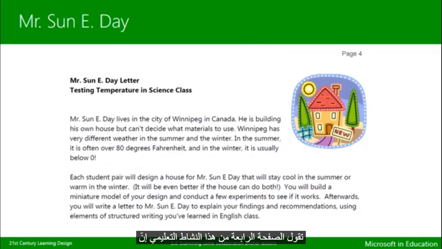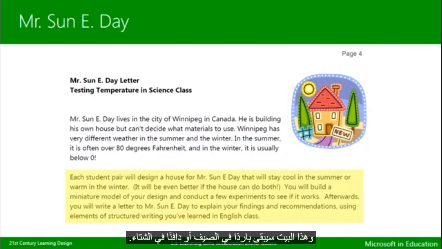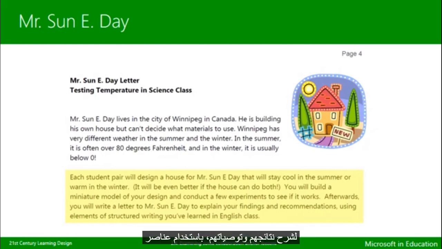On page 4 of the learning activity, it reads, each student pair will design a house for Mr. Sunny Day that will stay cool in summer or warm in winter. It will be even better if the house can do both. You will build a miniature model of your design and conduct a few experiments to see if it works. Afterwards, you will write a letter to Mr. Sunny Day to explain your findings and recommendations using elements of structured writing you've learned in English class.